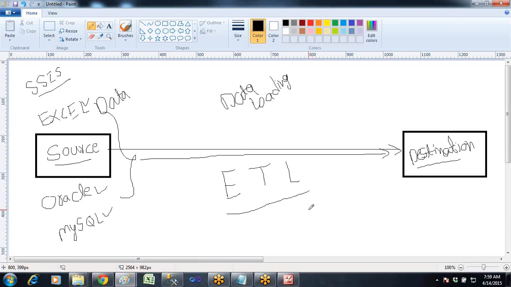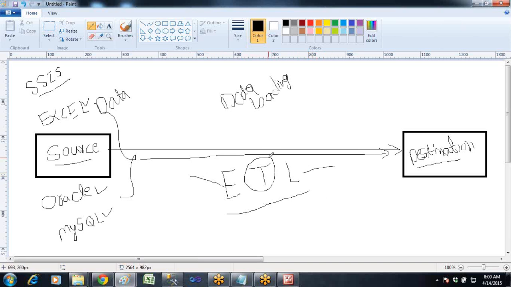This extraction, transformation, loading option is mainly used to load the data from source to destination. These 3 characters, ETL, also have a proper name. E means extraction. Extraction means collecting the data, receiving the data. T, transformation, that I will tell later. L means loading. So we can collect the data with E and we can load the data with L.